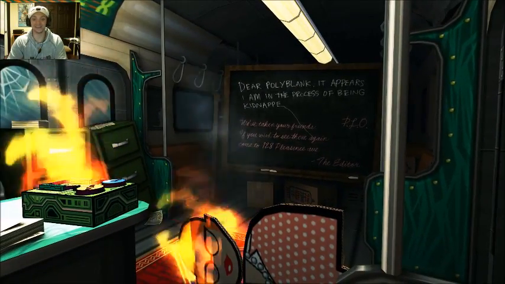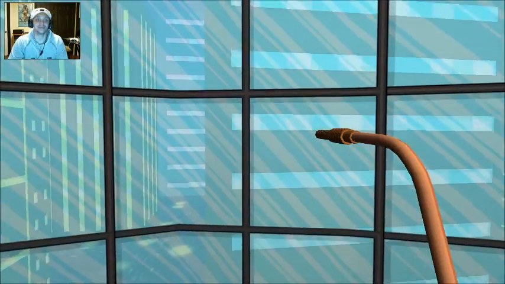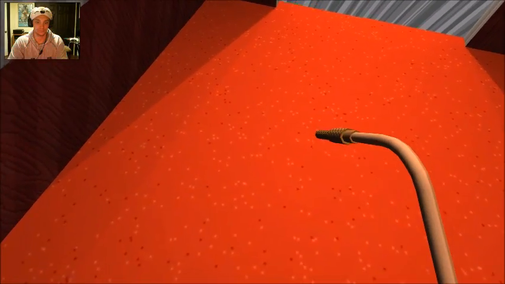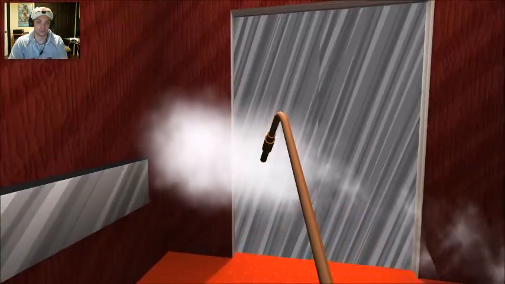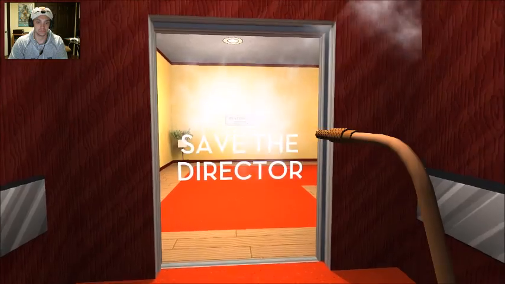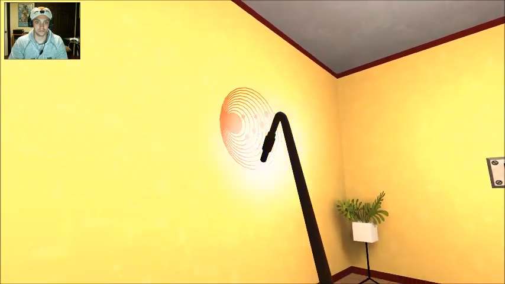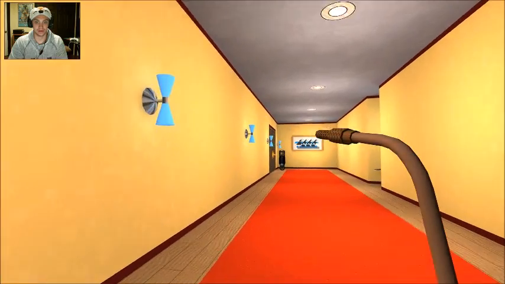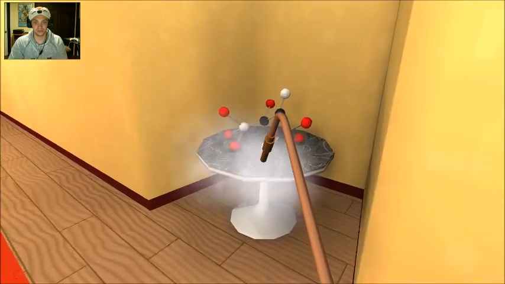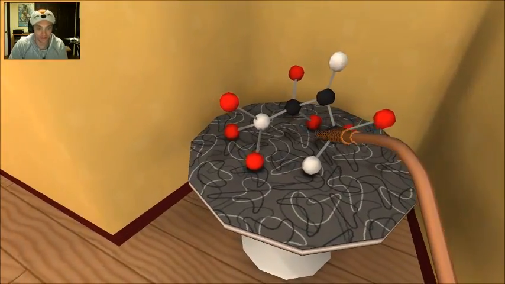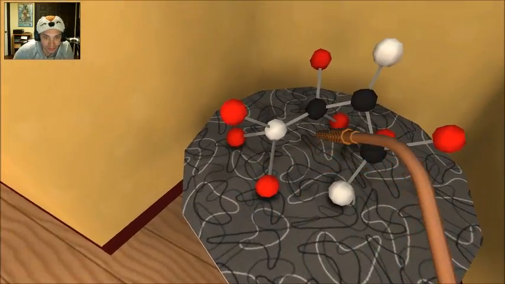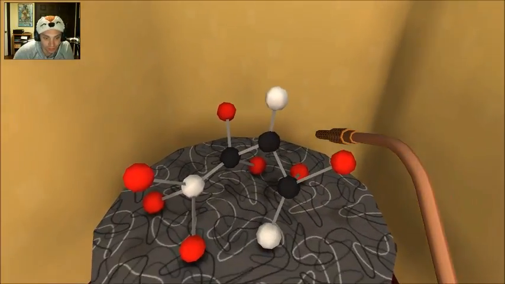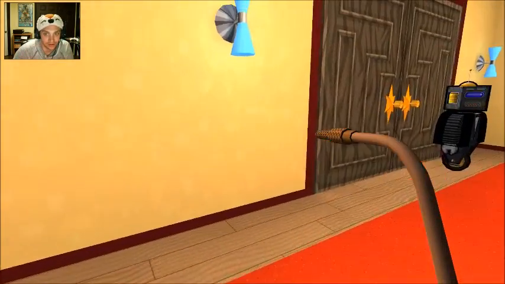I'm in the process of being kidnapped. Okay, apparently I have cleaning solution. Ooh, what chemicals do we have here? Alright, carbon, hydrogens, those three or four, those are four, so those could be another carbon-like substance.